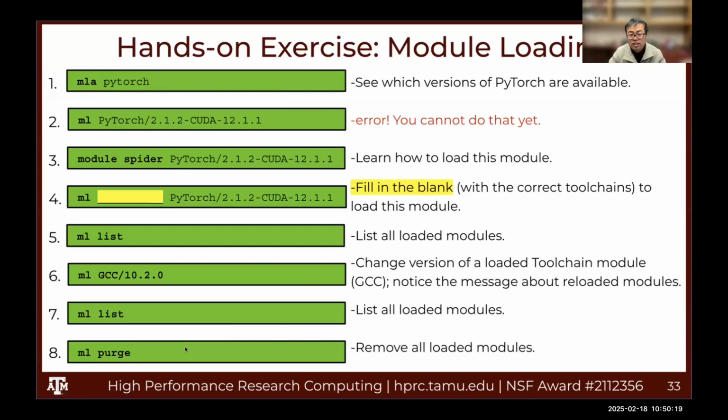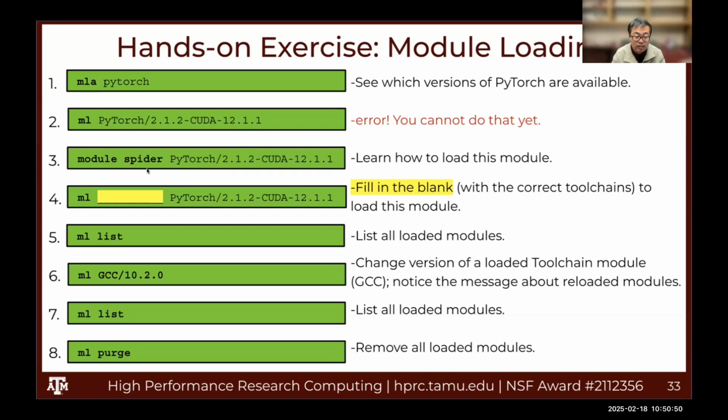Here is a hands-on exercise since you are on ACES, so you can use these commands. For example, ml av PyTorch, and then you can module load the selected one version. I select the one with CUDA, and then if you want to directly module load this PyTorch, it will give you an error.